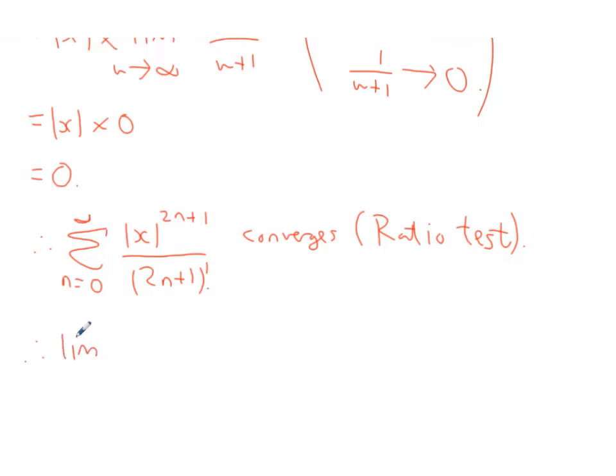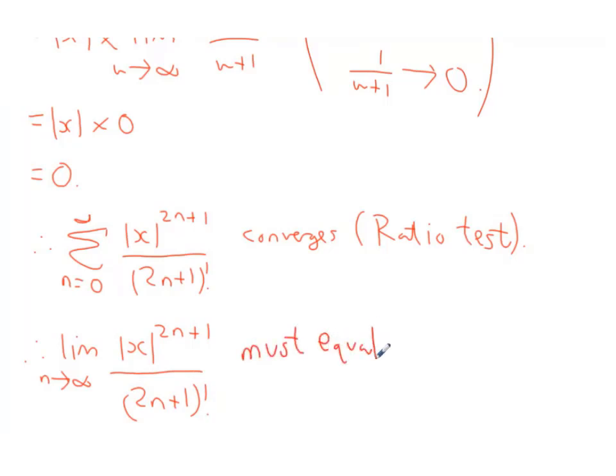Because this converges, obviously, as the term number reaches infinity, the actual terms in the sequence must get closer and closer to 0. Because if they didn't, then how could the series possibly converge? So the limit as n approaches infinity of this as a sequence, absolute value of x to the power 2n plus 1 over 2n plus 1 factorial, must equal 0 for the series to converge.